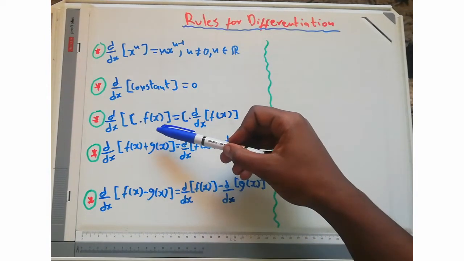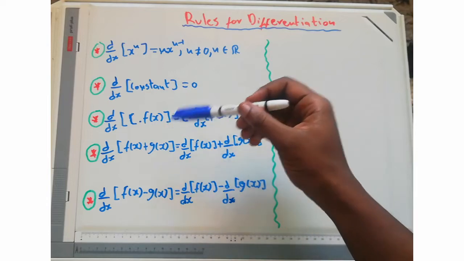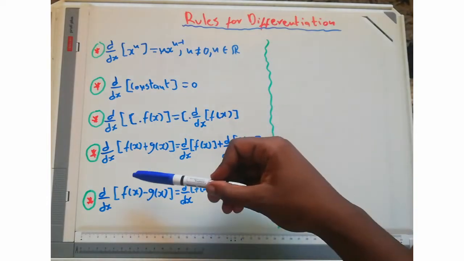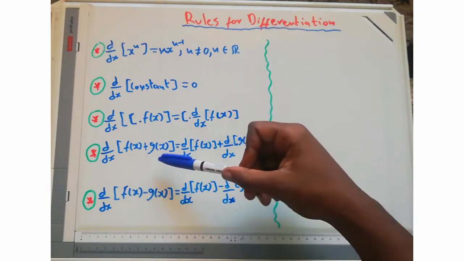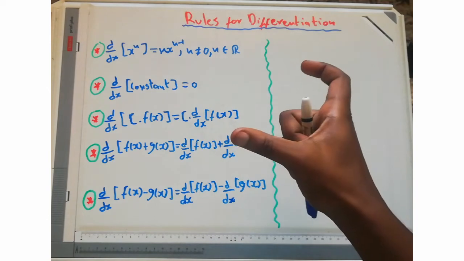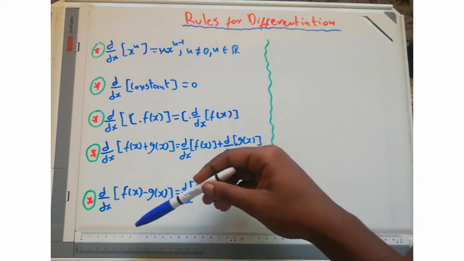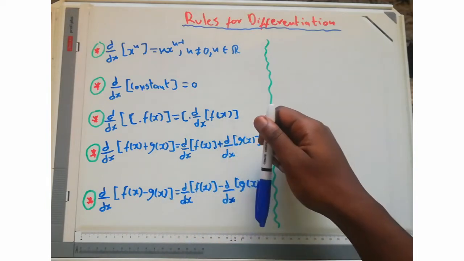And then this one states that the derivative of a constant multiplied by a function is equal to the constant times the derivative. Then this one is the derivative of a sum is equal to the sum of the individual derivatives. And then the last one says the derivative of a difference is equal to the difference of the derivatives.